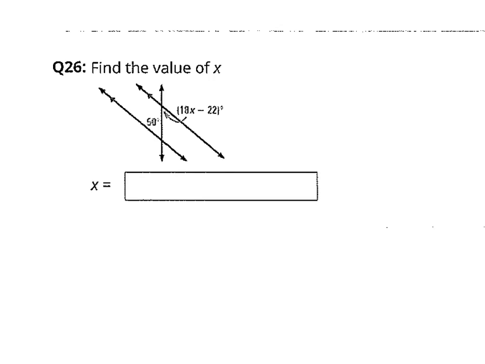On number 26, we want to find the value of x. These are alternate interior angles, which means they are equal to each other. Set this equal to this and solve for x.